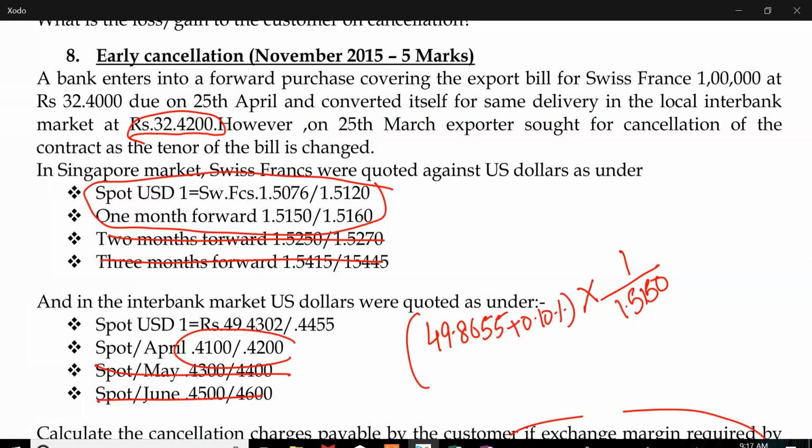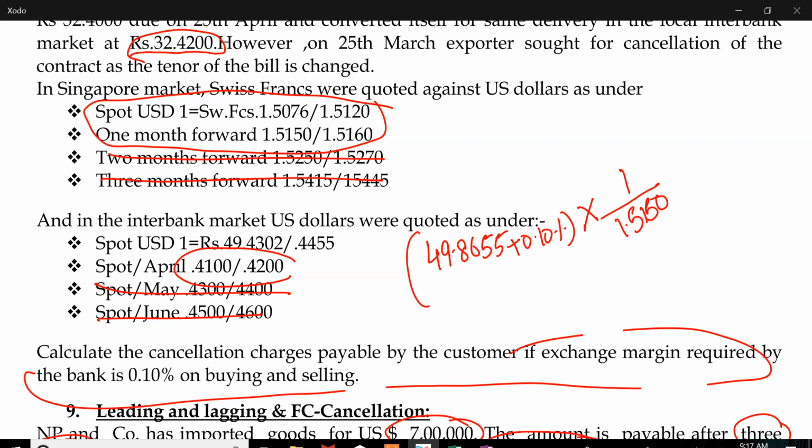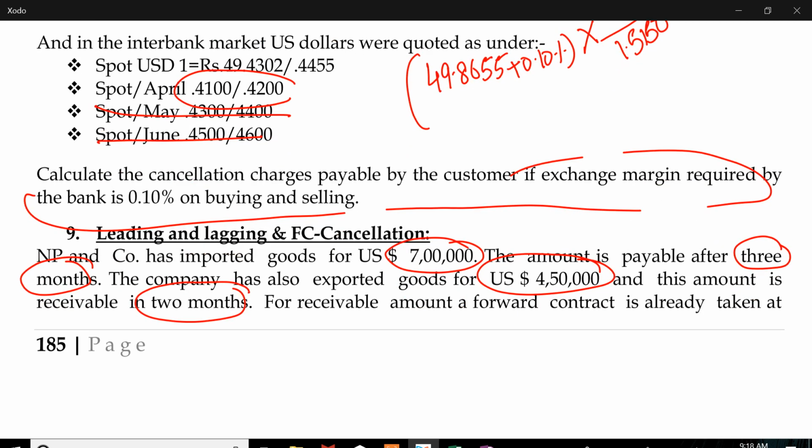Question number 8. Exchange margin of 0.1%. 0.1% will be deducted from bid rate, and will be added to ask rate. Full stop. This margin will not be applicable for the Singapore market rate.